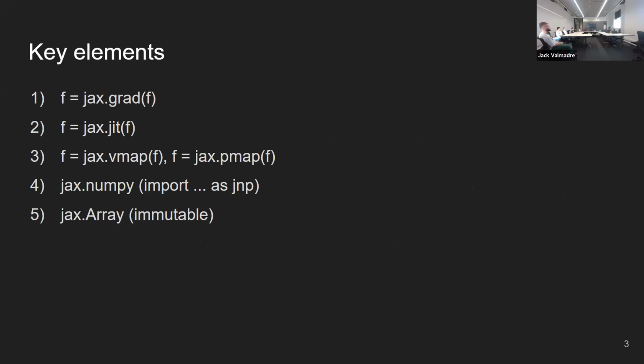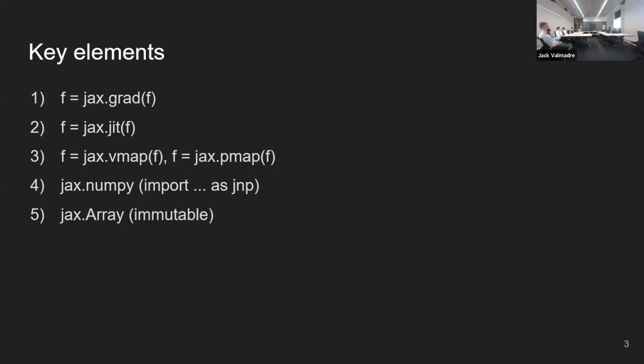So these are the key parts of JAX. We have a grad function, which takes a function and returns a function. The function it returns is going to compute the gradient of the function you gave it. So already you can see it's a very functional design. It's F prime, except in Python you can't have a prime. And then we have a JIT function, which returns a function that computes the same thing, but compiled.